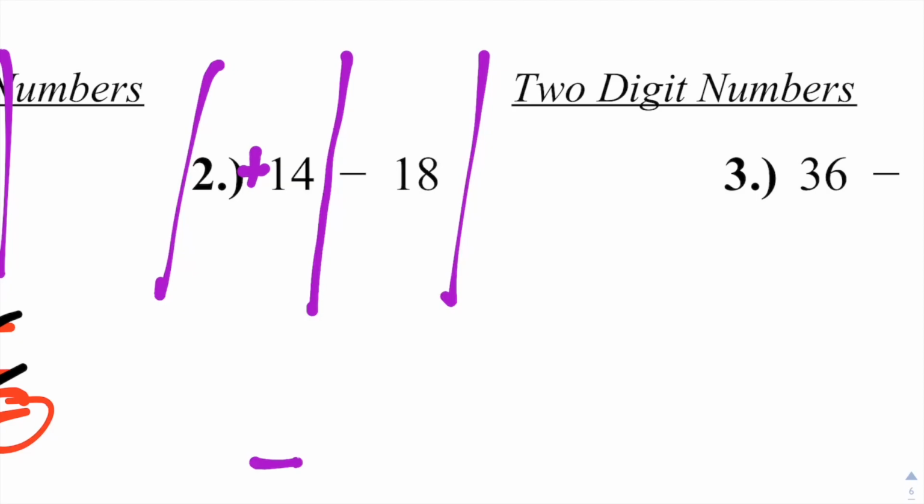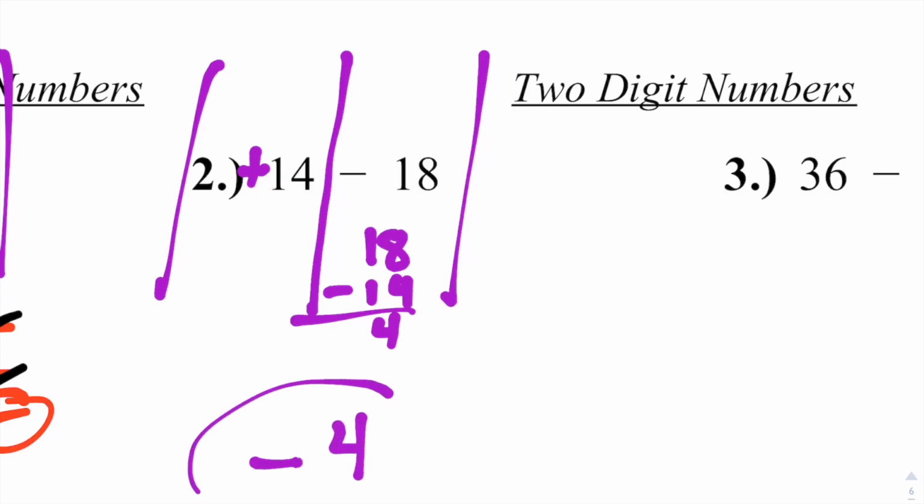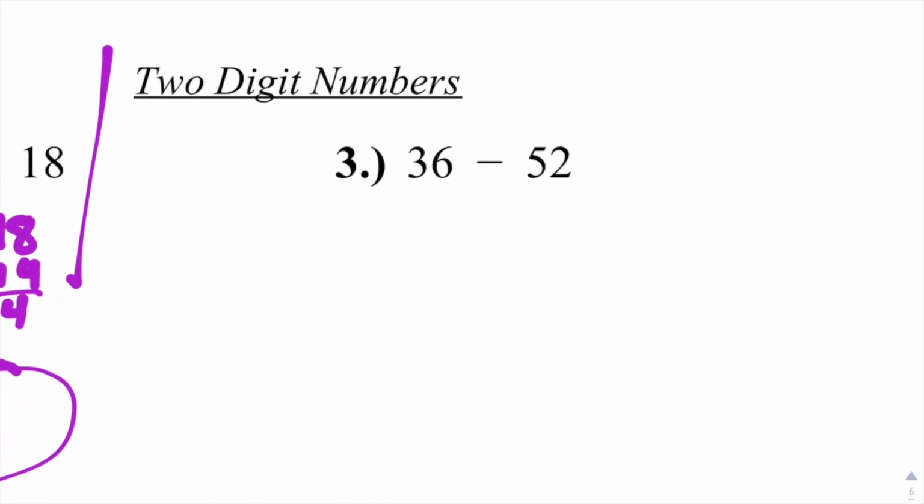So now I just have to find the difference between the two numbers. And the difference between the two numbers is 4, because a difference is subtraction. So 18 minus 14 is 4. So my solution to number 2 is negative 4.